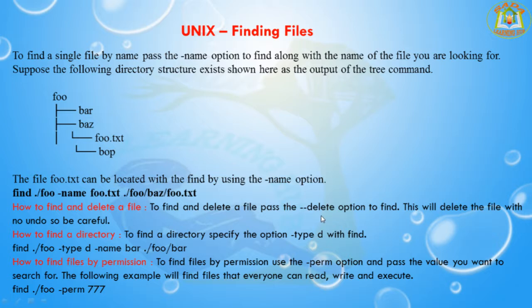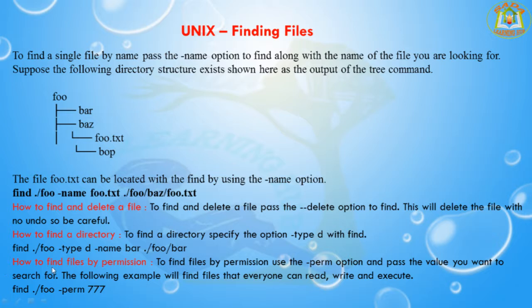How to find a directory? To find a directory, specify the option hyphen type space d with find. See here, I am giving the name. Hyphen name is used to find only files. If you give hyphen type d, it will search for the directories, not the files. Hyphen name searches for the files.